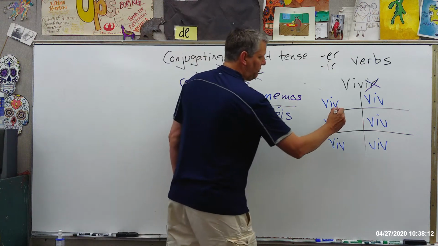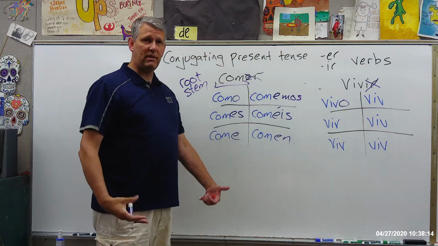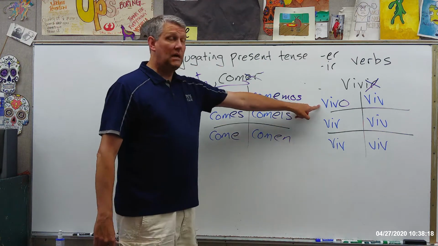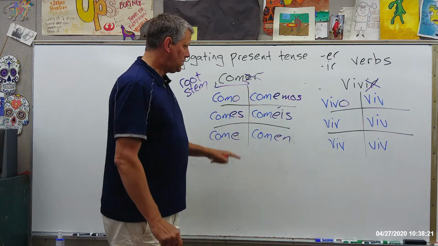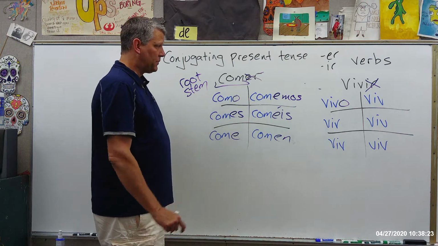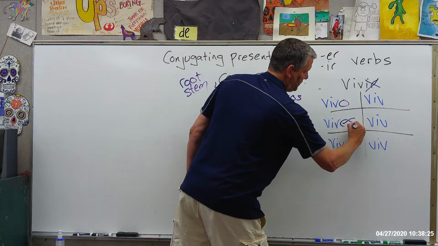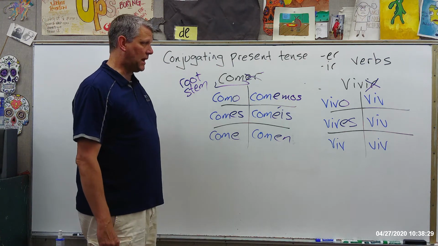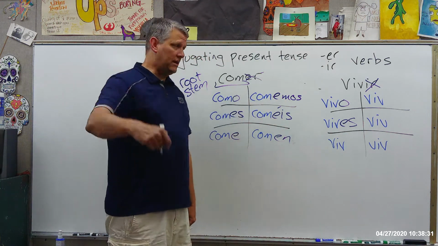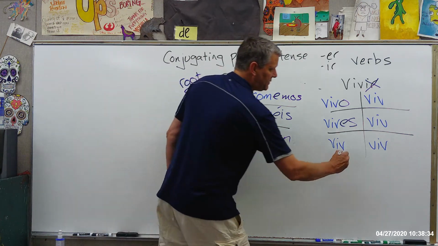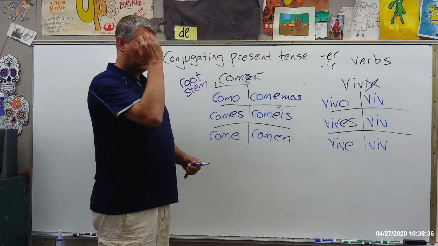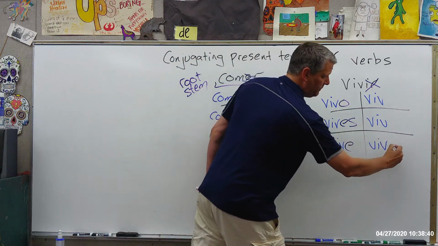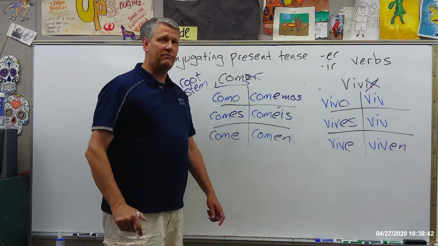So for example, the yo form, we add an O. Vivo. Well, actually, I can't hear you say vivo, so just say it in your head. Vivo, and that means I live. Okay? Just like the yo form of ER verbs. The tú form, vives, just like the tú form of ER verbs. Okay? And so vives means you live. If we want to say he or she lives, vive. Alright? And then if we wanted to say they live, now notice I'm skipping down to the bottom right here. If we want to say they live, we say viven.